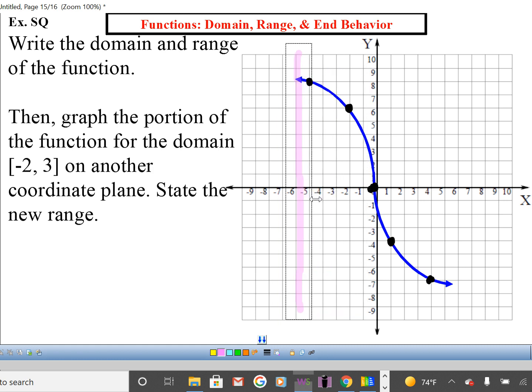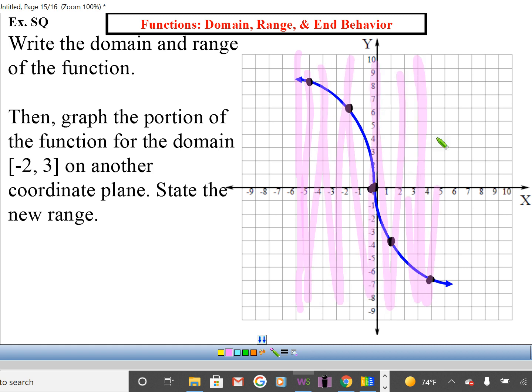Oh, sorry. Keep highlighting all of that, and where would I stop? I'll stop at about right there. Oh my goodness. Be nice. Well, right there, something like that, yes?